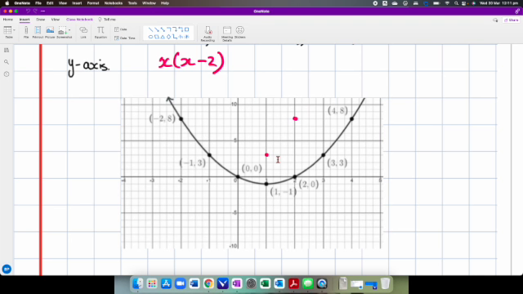The next, well, 0, 0 stays because it's on the y-axis. It's not going to reflect around. The point 1, minus 1 will now become minus 1, minus 1. The point 2, 0 becomes minus 2, 0. The point 3, 3 becomes minus 3, 3. And then the point 4, 8 becomes minus 4, 8. And we get that parabola going this way.